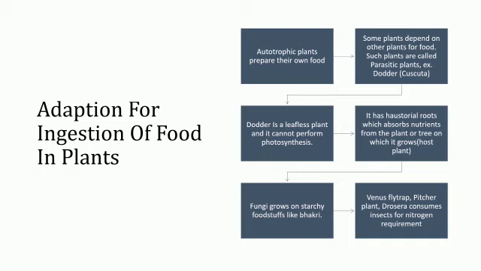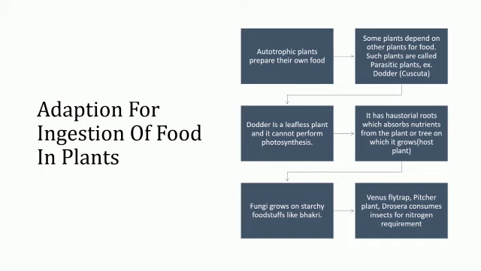There are some plants which cannot prepare their own food and depend on other plants for food and nutrition. These plants are called parasitic plants. Example, dodder. It is also called cuscuta. These plants have yellow, wire-like stems. It does not have leaves and therefore it cannot perform photosynthesis.